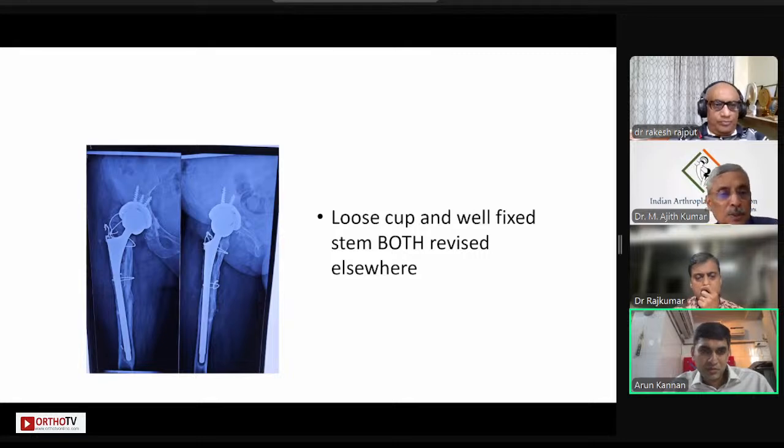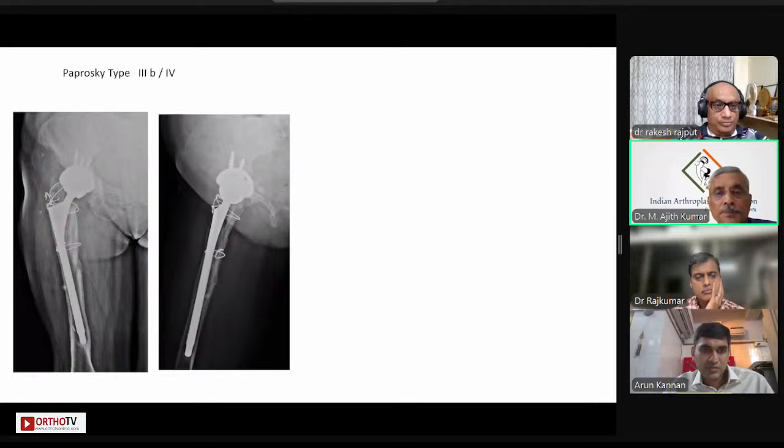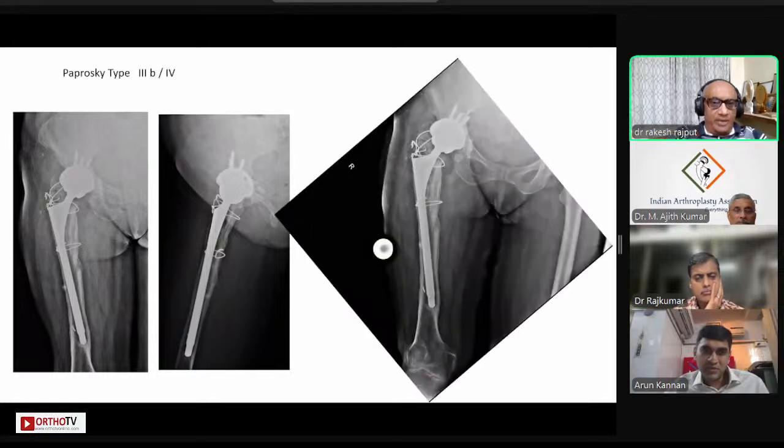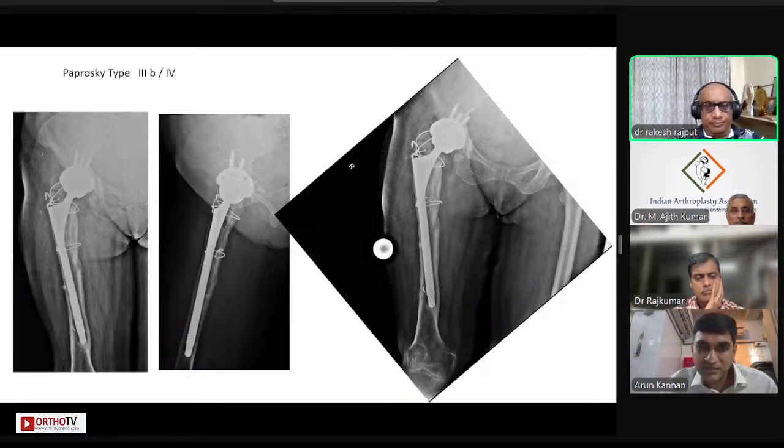This also looks loose at the tip now, the stem. The cup looks fairly well fixed. Looking good. And if you see again, the infection workup was negative. She was a fairly short lady, so I think you're in trouble now, because the stem actually comes all the way to where the widening of the femur starts.